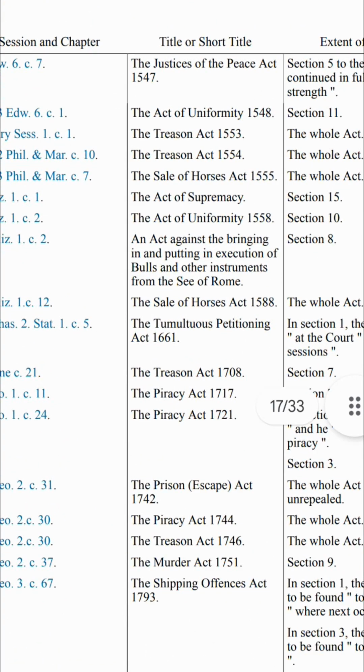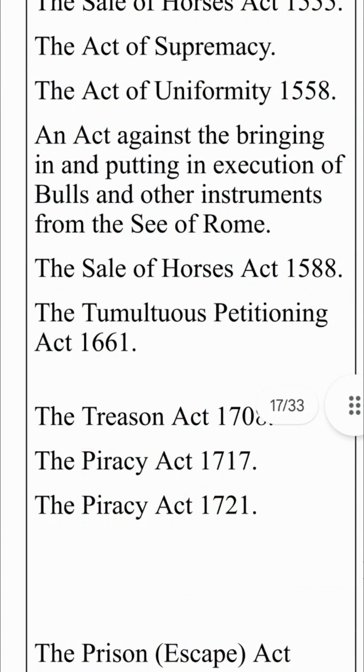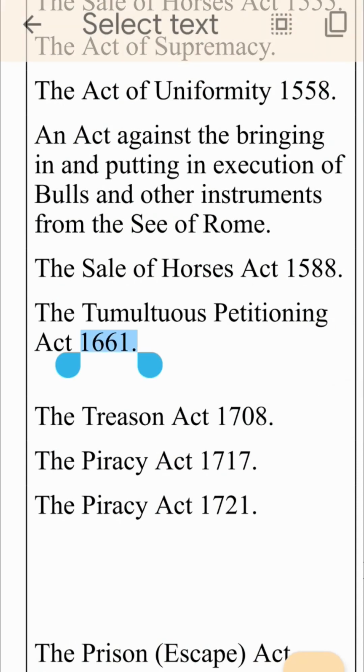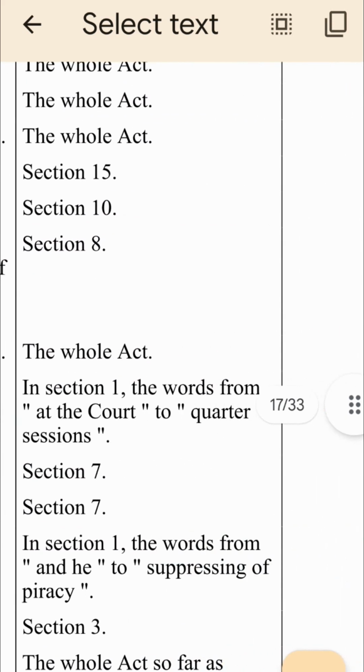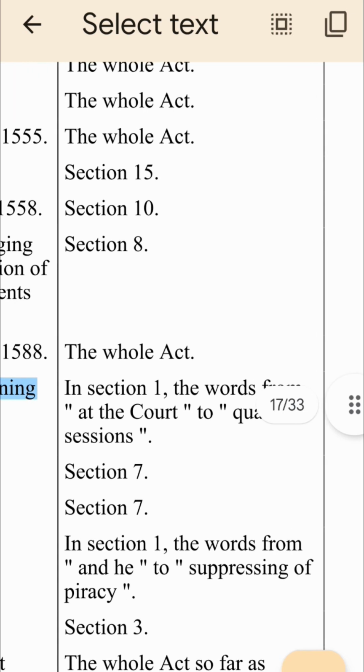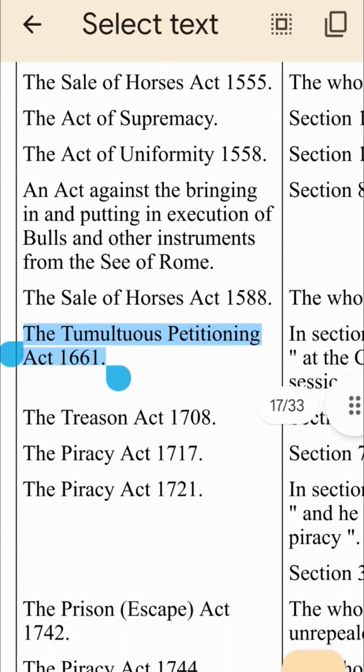But anyway, so this Criminal Law Act, this is great, because if you look at it, it is brilliant. The Criminal Law Act is the act that cites the Tumultuous Act 1661 in it, and some amendments. In Section 1, the words from "at the court" to "quarter sessions". Although we don't even have the quarter sessions now, it's acknowledging the Tumultuous Act.